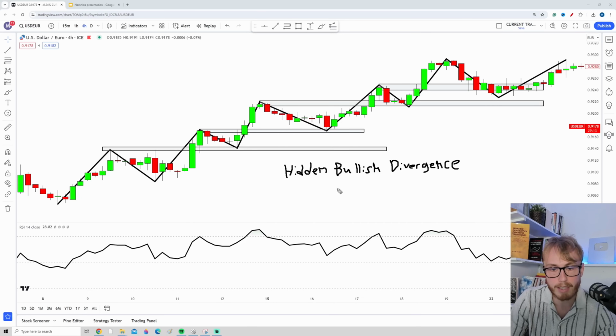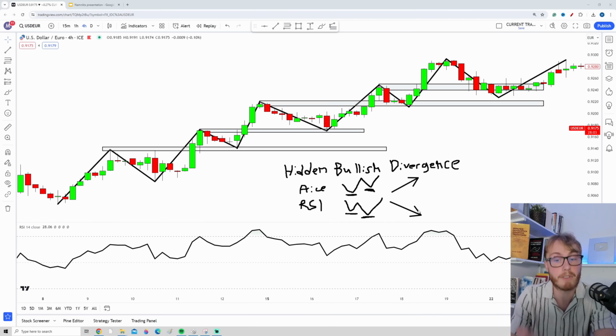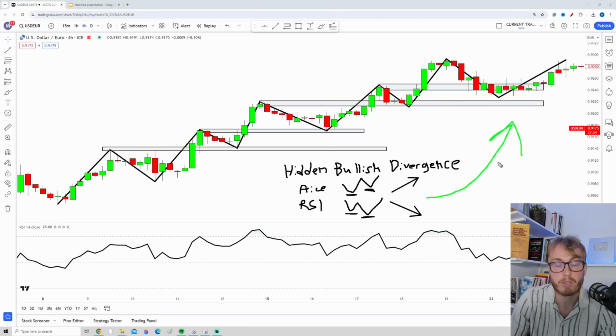Well, what we essentially want to look out for here is, first of all, we want the price to print higher lows. Remember, we're trading in the same direction as the trend, so we want the price to print higher lows. So this right here is the price. But at the same time, we want the RSI here to print lower lows. So here we have one low and then a lower low. As you can see, in this case, the price goes in one direction, the RSI goes in the other direction. This is why we call it a divergence. And a hidden bullish divergence indicates continuation here towards the upside.